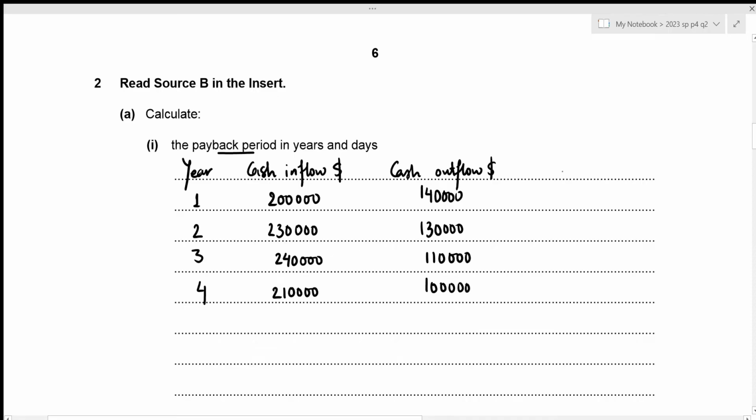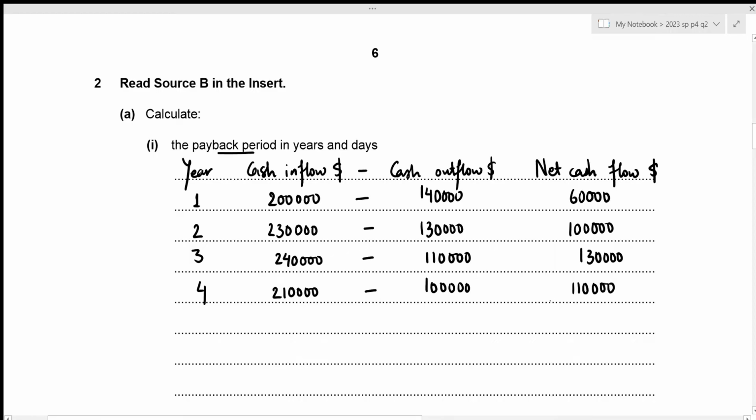Now we need to figure out our net cash flow. And net cash flow is just the difference between our cash inflow and cash outflow. So that's going to be cash inflow minus cash outflow. For year 1, that will be 200,000 minus 140,000, which results in 60,000. For year 2, that will be 230,000 minus 130,000, which results in 100,000. For year 3, that's 240,000 minus 110,000, which results in 130,000. And for year 4, that's 210,000 minus 100,000, which results in 110,000.